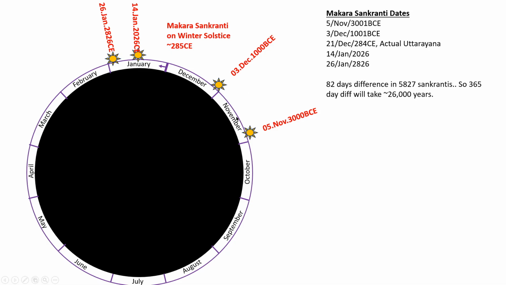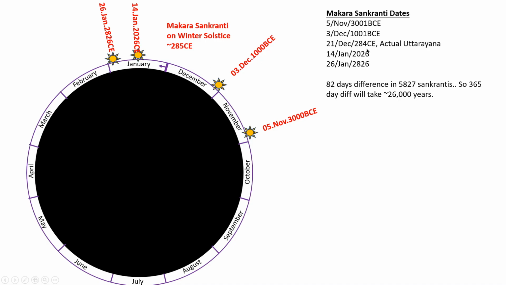So basically let's look at what the drift has been using the Gregorian calendar. This is the Gregorian calendar in the form of a wheel, January to December. In 3000 BC, there was no Makara Sankranti in January. It had actually moved backwards to November of the previous year. So this was 5th November 3001 BC. Even 3000 will be the same, around November beginning. In 1000 BC it was on 3rd December, Makara Sankranti, when the sun entered Capricorn.